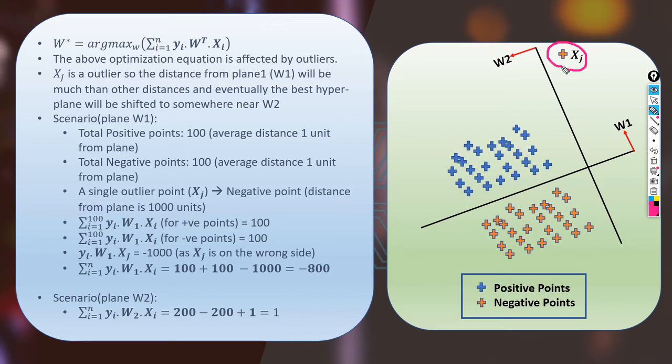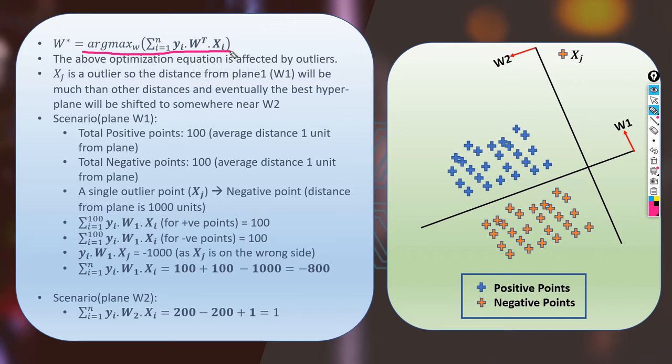That's why the optimizer is saying that my W2 hyperplane is much better than W1, because it is maximizing the summation of the signed distance, right? So that is why we cannot use this particular optimization function. We have to do some hack on that.